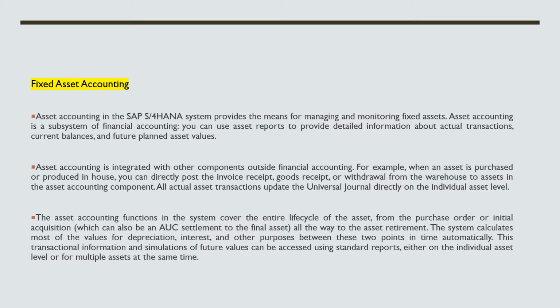Okay, so the asset accounting function in the system covers the entire life cycle of the asset, from the purchase order or initial acquisition, right? Which can also be AUC settlement to the final asset. Okay, so that's asset under construction, all the way to the asset retirement. The system calculates most of the values for depreciation, interest, and other purposes between these 2 points in time automatically.